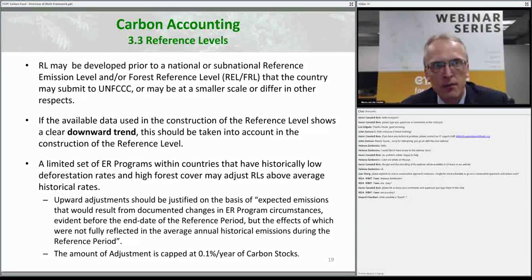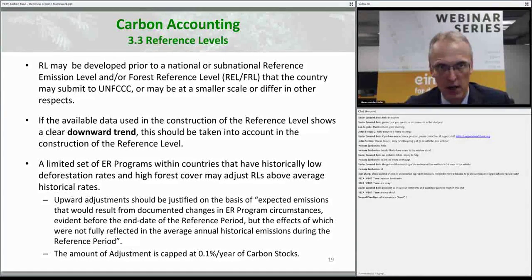Now, when you're constructing the reference level, based on the available data, if you see there's a clear downward trend, you should take that into account in the construction of the reference level. So again, the assumption is that your reference level is average annual historic emissions. But if there's a clear downward trend, then that downward trend should be considered when putting in your reference level. The methodological framework does not require you to collect extra information to show if there's a trend or not. So if you have a limited set of data points and you're not sure if there's a downward trend or not, there's not a requirement for you to put in more data. It is based on the data that you already have.